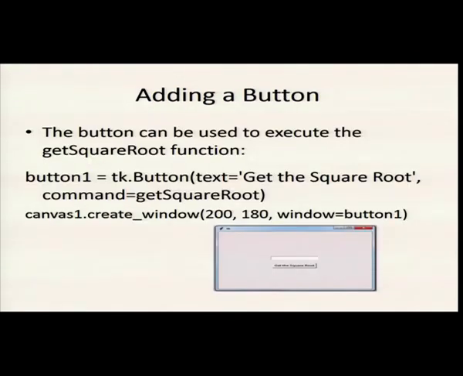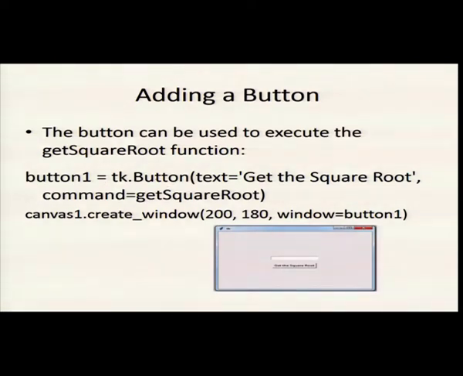Then let us see how to add a button. What is a button? It is for pressing. The button can be used to execute the get square root function. Okay. Let us see how to create a button. button1 equal to tk.Button.